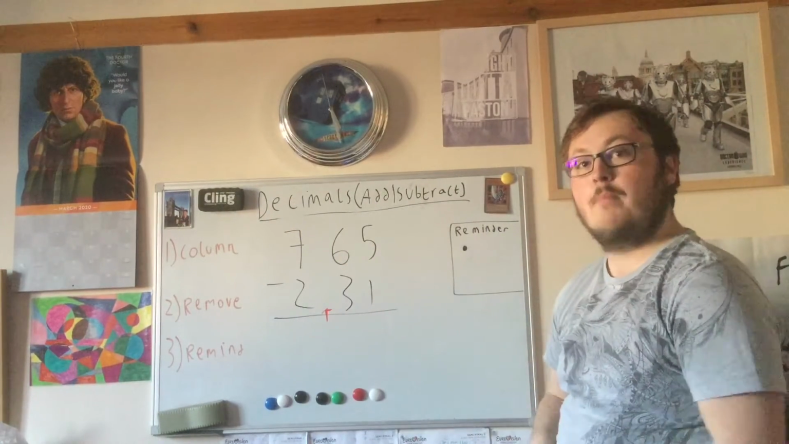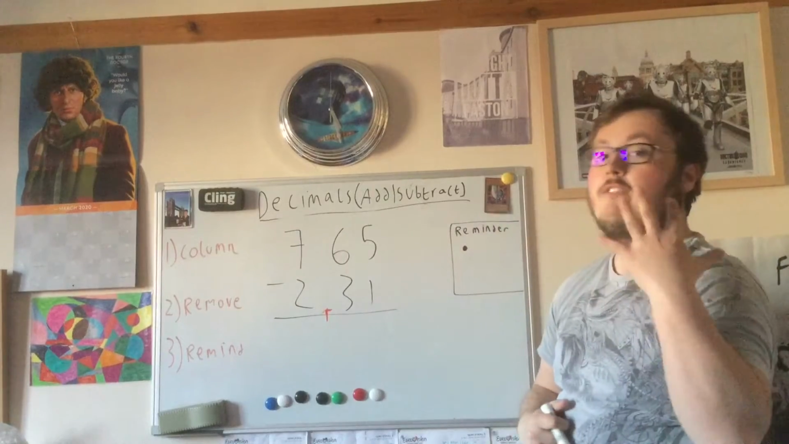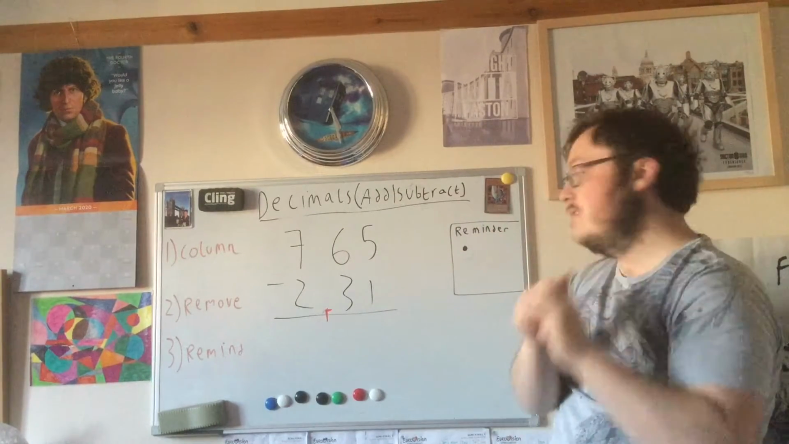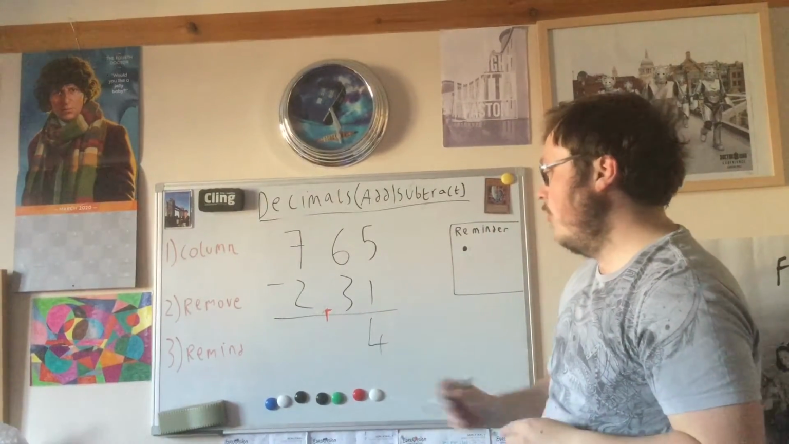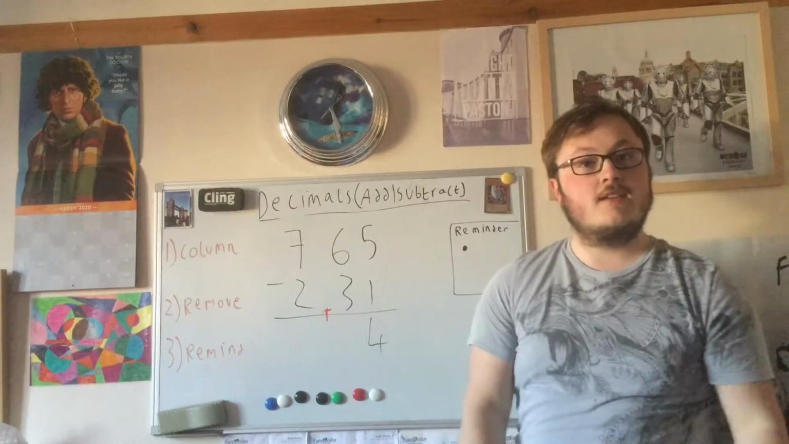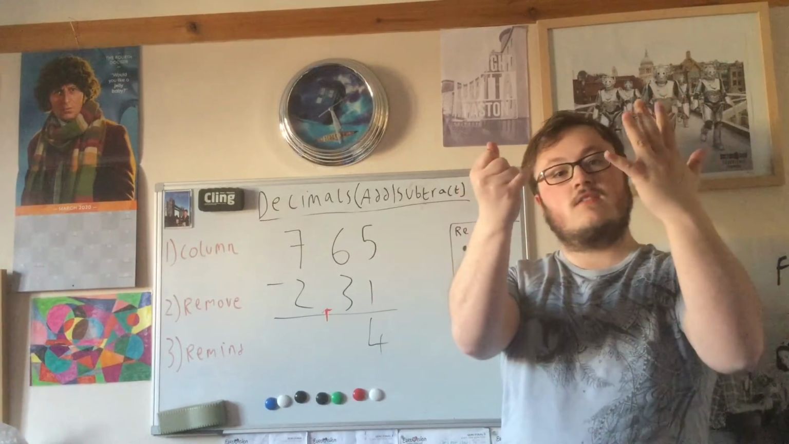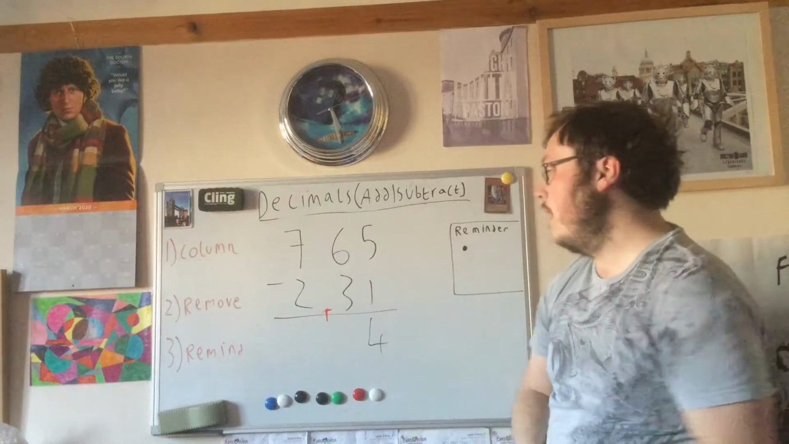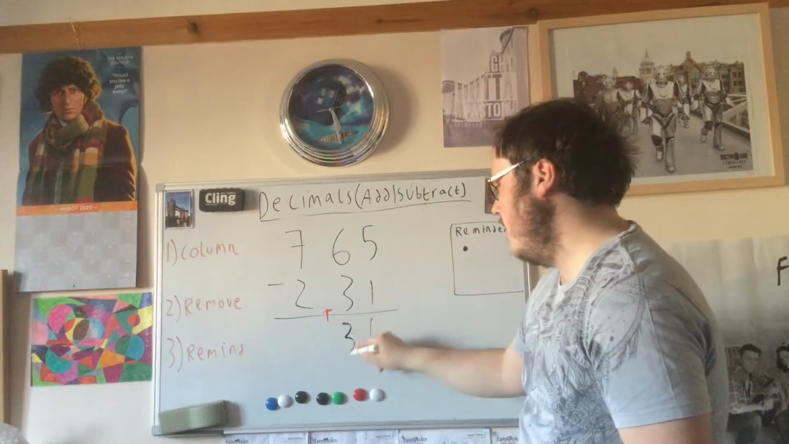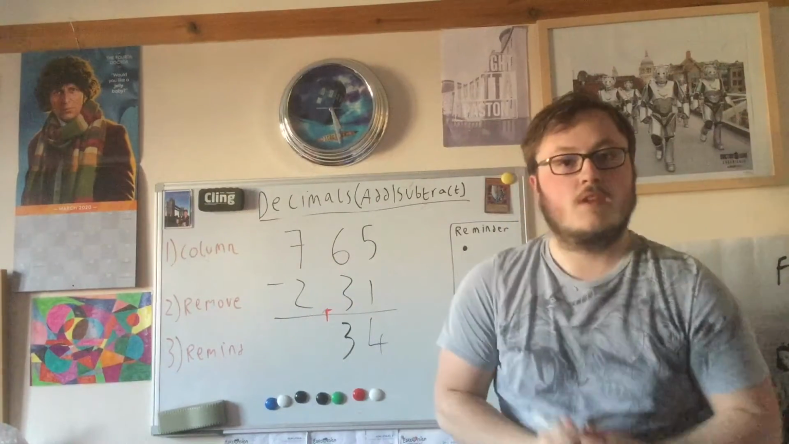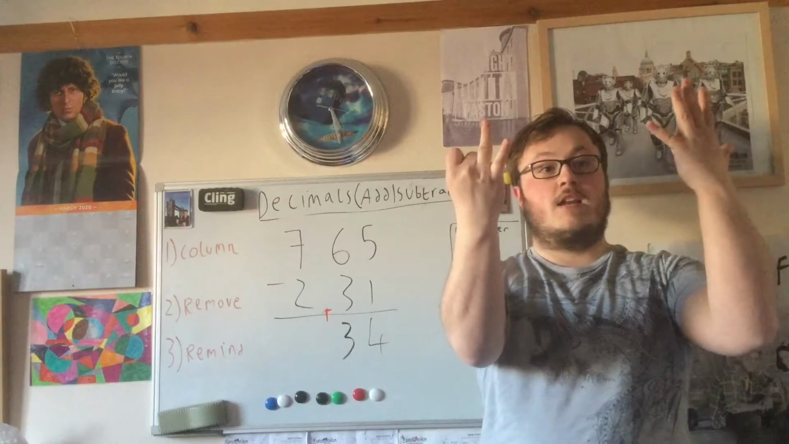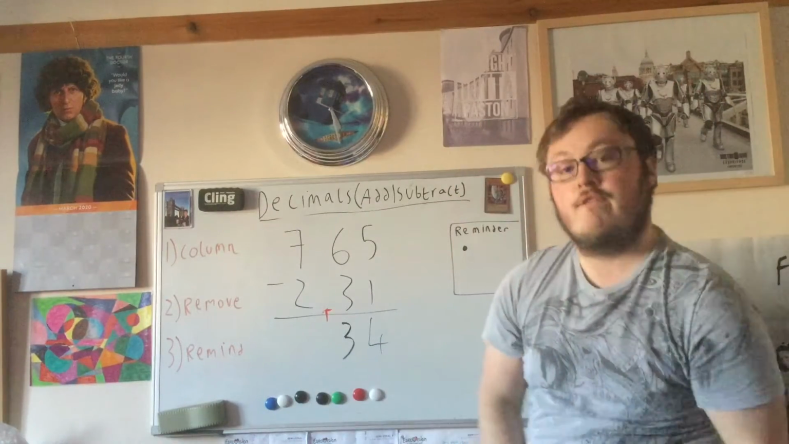So let's now get on with it. What's 5 minus 1? Start with 5 fingers, take away 1, you end up with 4. What's 6 minus 3? Start with 6 fingers, take away 3, you end up with 3. 7 minus 2. Start with 7 fingers, minus 2, you end up with 5.